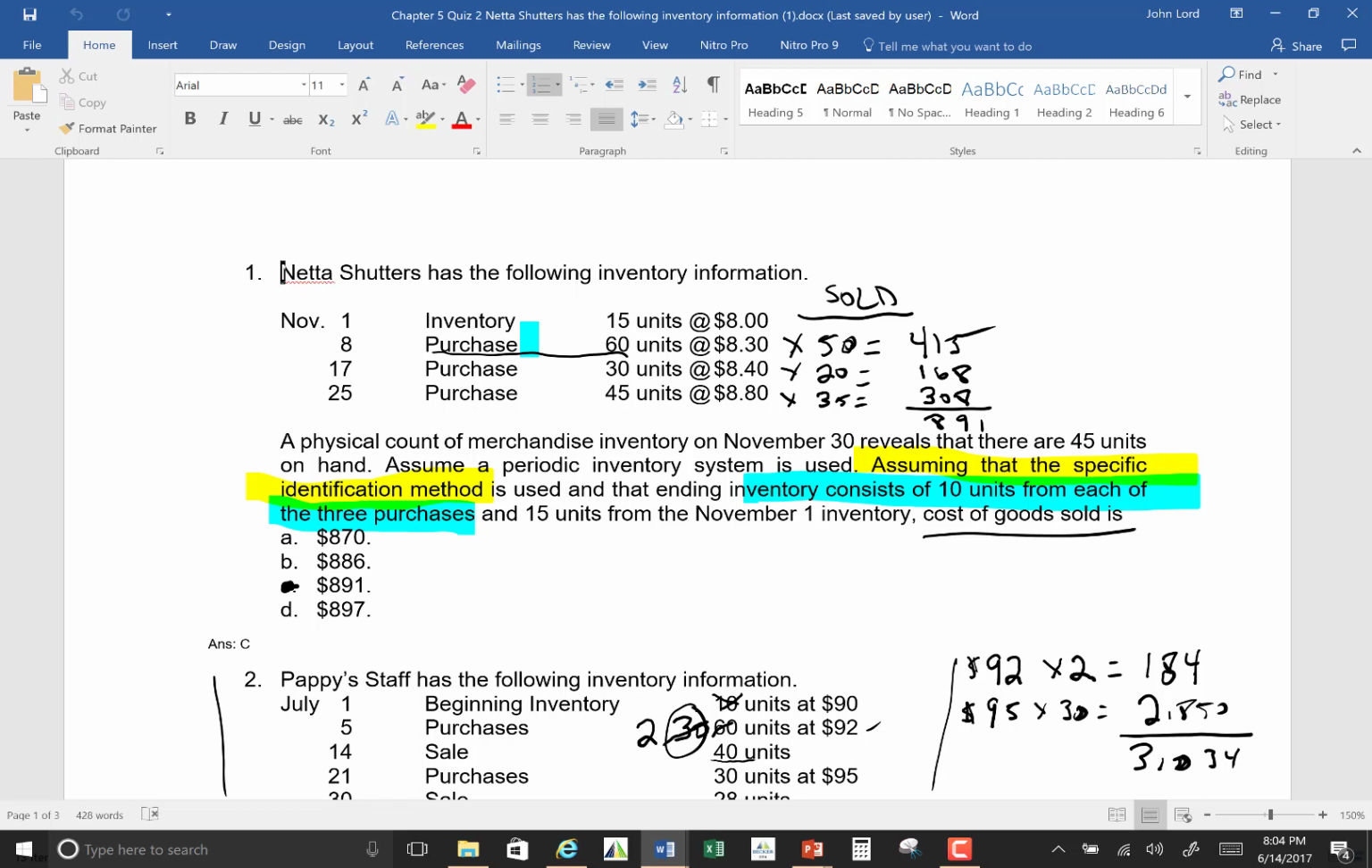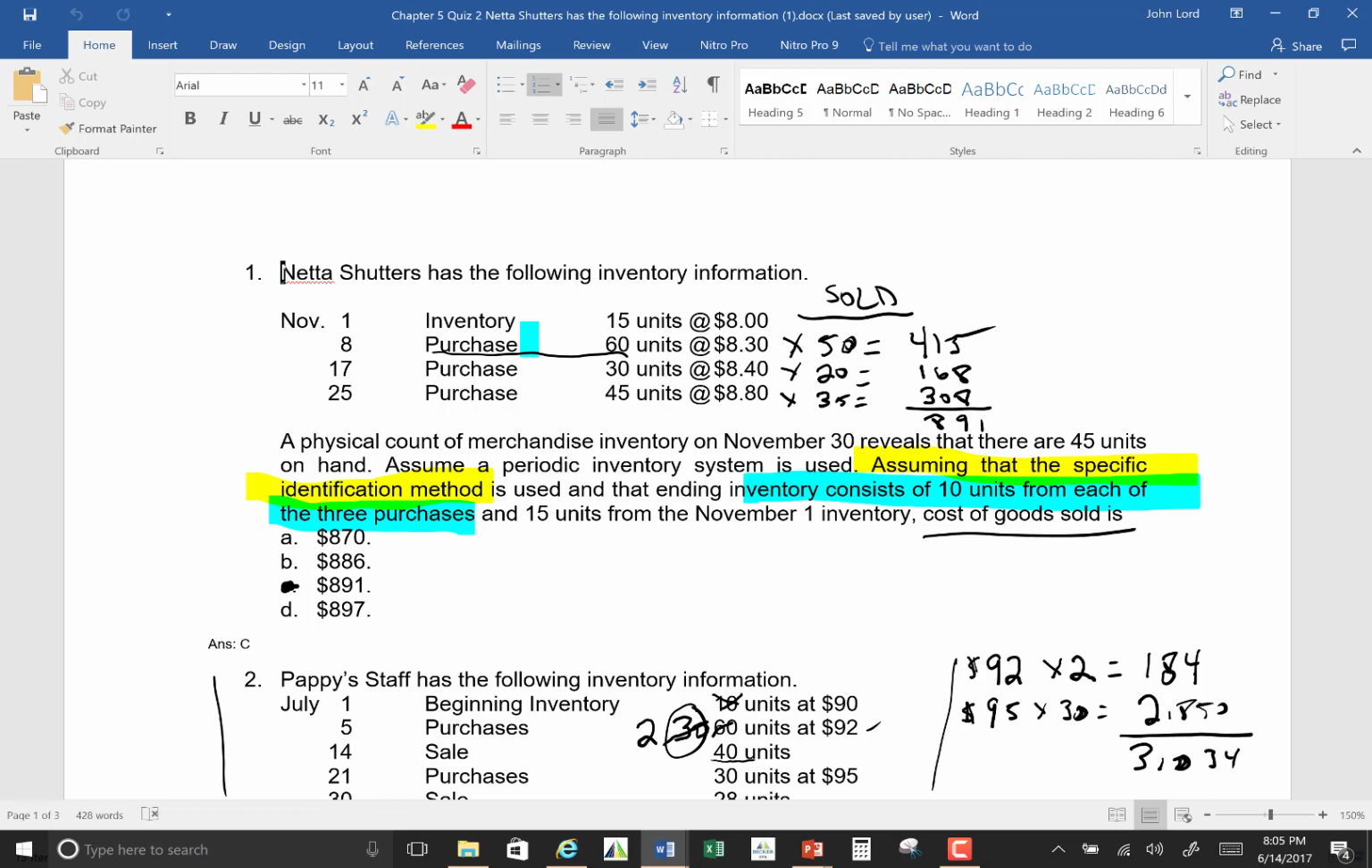Okay. So this one starts out with this company, and they give us information, and they say a physical count of the merchandise on November 30th reveals that there are 45,000 units on hand. Assume a periodic inventory system. Assume that we're using the specific identification method. Guys, this is the key phrase here. That's why I highlighted that in yellow. If it's specific identification, and then they tell us that ending inventory consists of 10 units from each of the 3 purchases, what is the cost of goods sold?